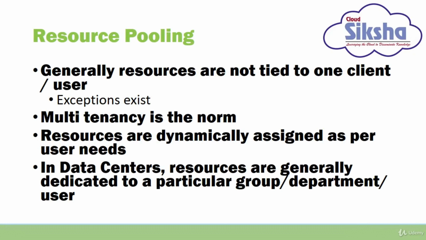Next part, which is very important, is known as resource pooling. Now this characteristic is what helps cloud to scale. What happens here is the resources are not tied to one client or one user. Of course, there are certain exceptions that do exist, but in case of AWS, you will later see that there are things like dedicated hosts which are dedicated to a particular client who buys that.